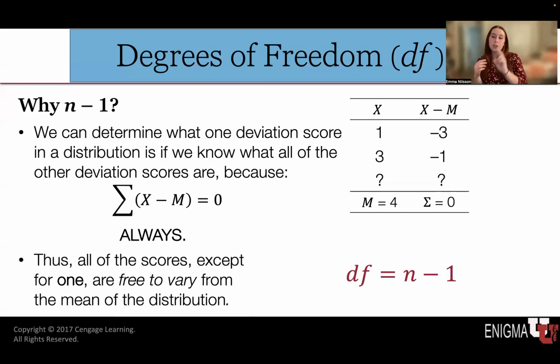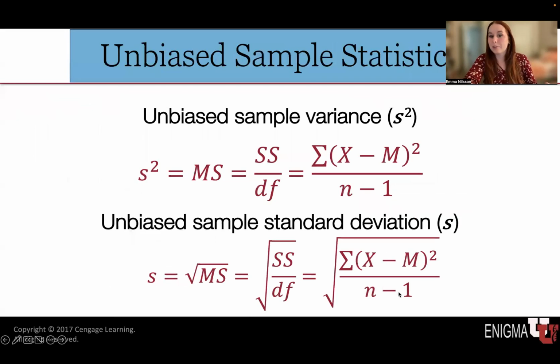So thus, if we know what 2 of the deviations are, the third deviation is set in stone. That means there's only room for these 2 deviations to vary before all of them are set in stone. In other words, all of the scores except for 1 are free to vary from the mean of the distribution before you have a data set that is set in stone. And because of that, we say that any given distribution generally has degrees of freedom of n minus 1. And so that's why we use that as the denominator in our unbiased sample statistics.